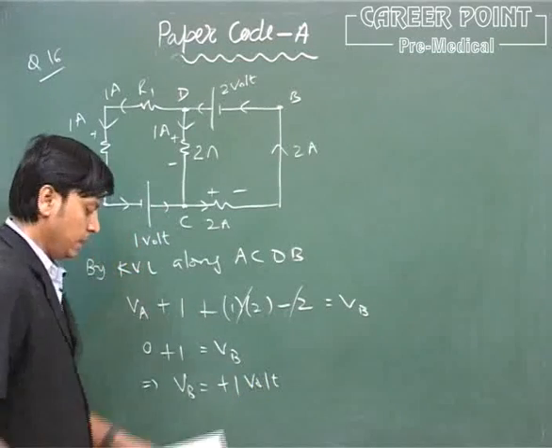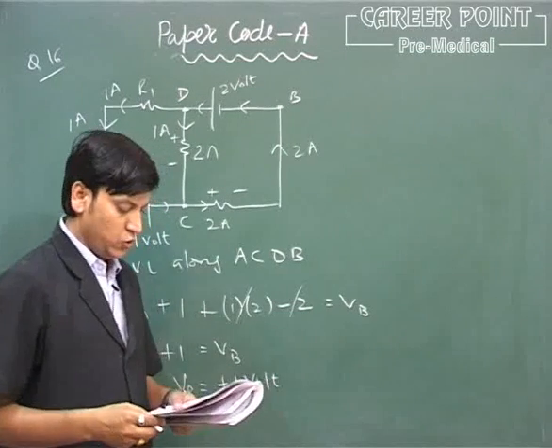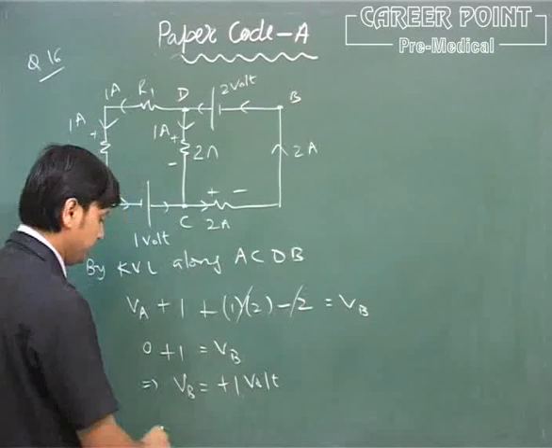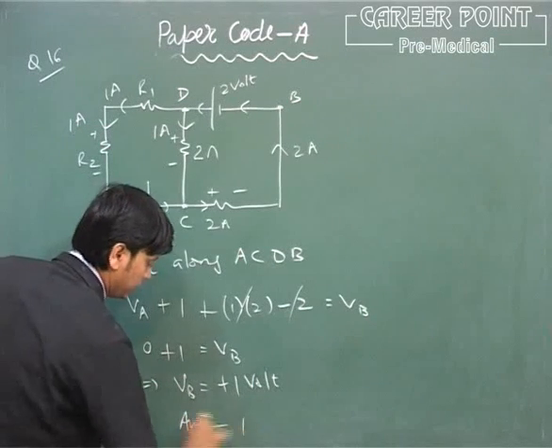So this is the answer. VB should be plus 1 volt. So option first is correct. Option 1. The answer should be the first option.